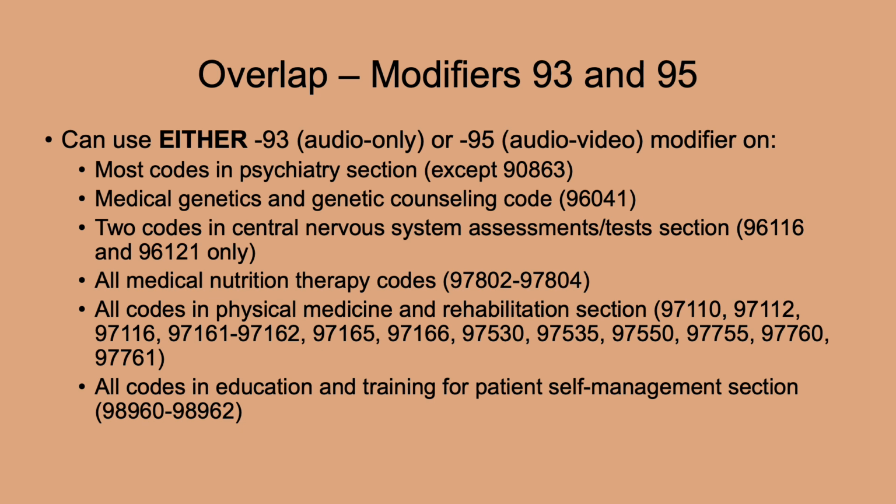Now, some codes can use either modifier 93, audio only, or modifier 95, audio video, and some you can do either way. Some can use either: most codes in the psychiatry section, medical genetics and genetic counseling codes, 2 codes in the central nervous system assessment and test section, all medical nutrition therapy codes, all codes in the physical medicine and rehab section, and all codes in the education and training for patient self-management section.